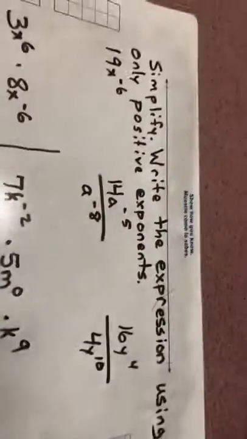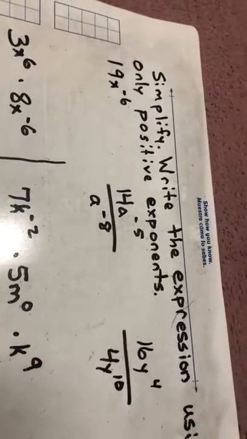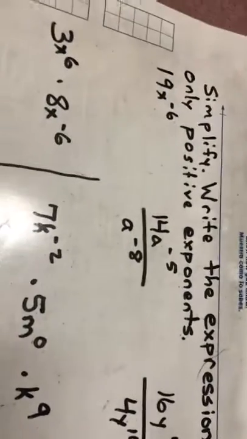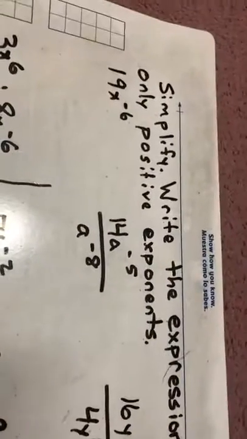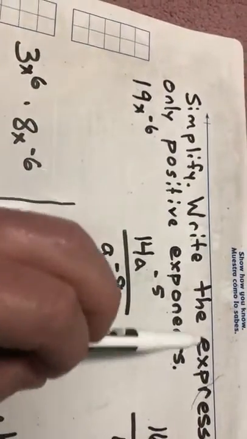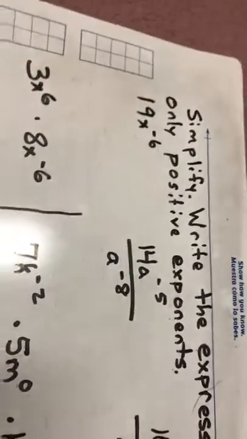our next section tells us to simplify, write the expression using only positive exponents. So our job here is basically to simplify it as far as we can, but when we can't figure it out, actually solve it, we need to make sure we're only using positive exponents. We're not allowed to leave numbers with negative exponents.